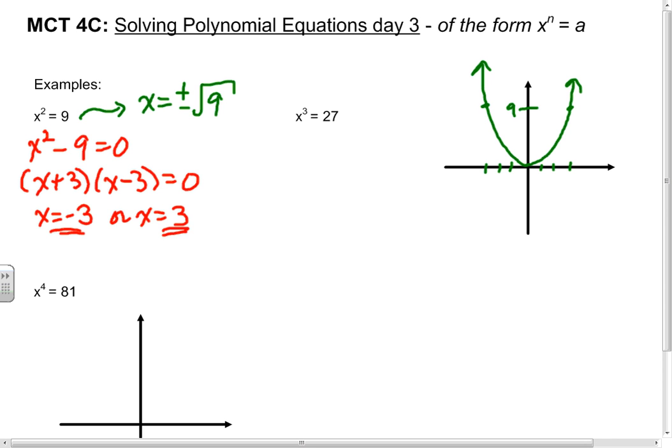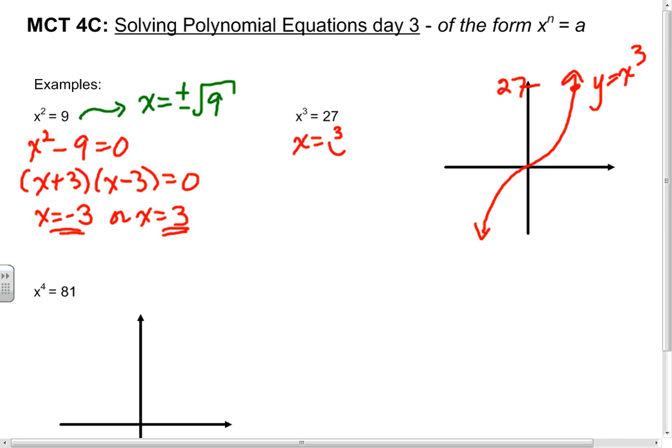For the second one, I'm asking you, when is the cubic function x cubed equal to 27? So I have the function, an x cubed. I'm going to draw it the best that I can. When is that equal to 27? Notice that there's only going to be one answer for that problem. We are going to take the cube root.